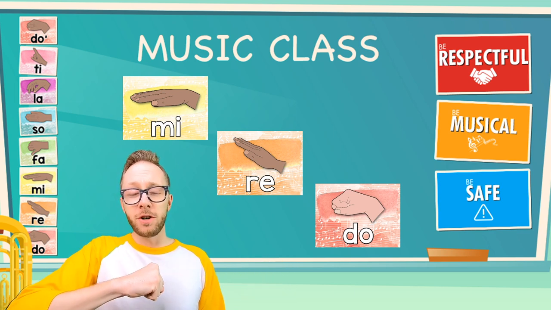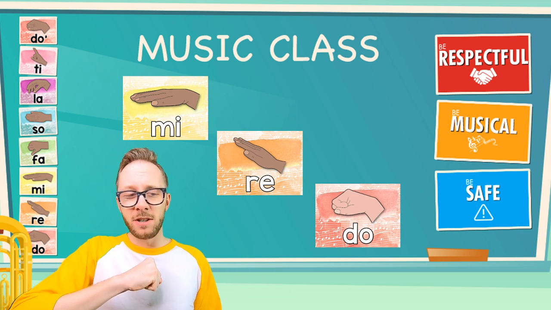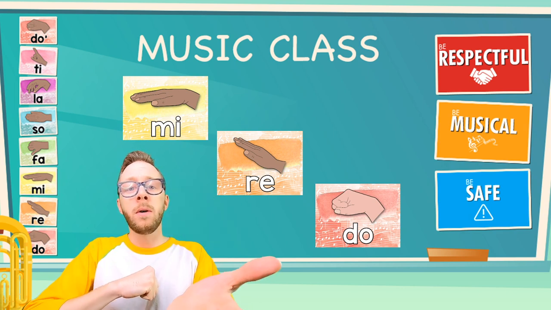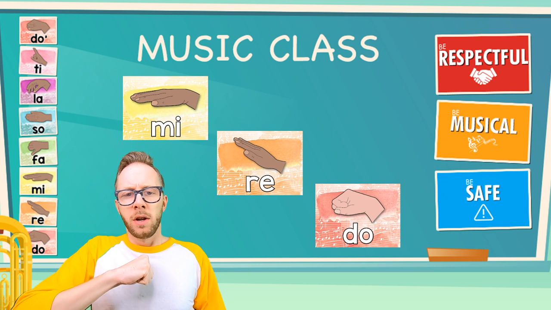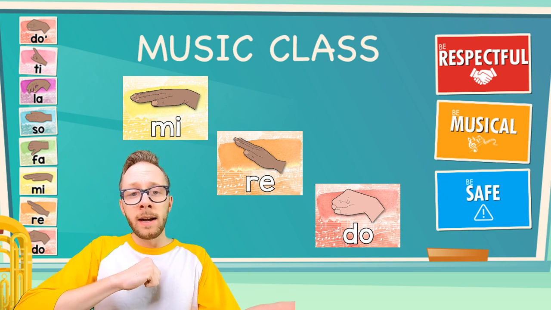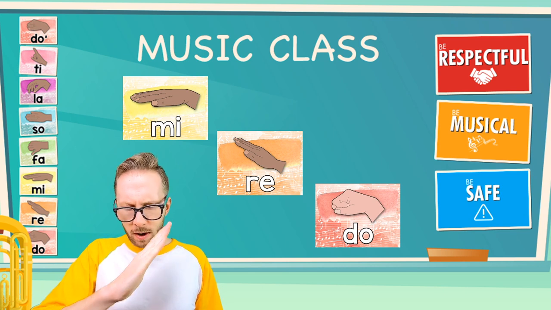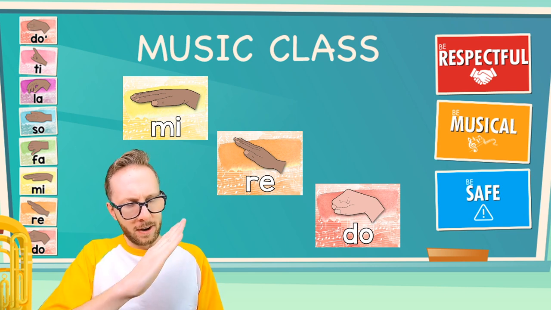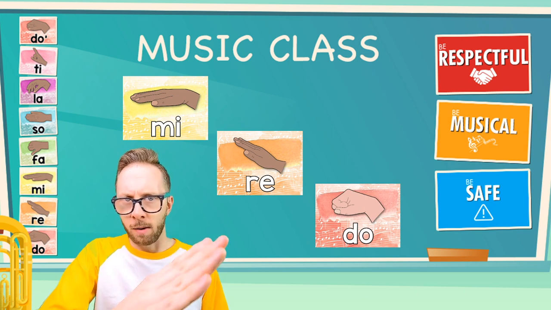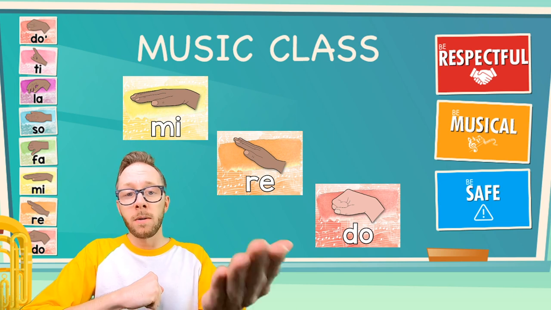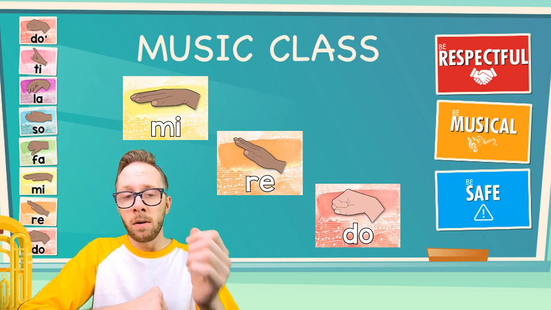And repeat after me, first showing me do as a fist near your chest. Do, do, do. Do, re, do. When you sing re, point your hand nice and straight, and you're going to point it up at a 45-degree angle, just like this, almost like a karate chop. Do, re, do.